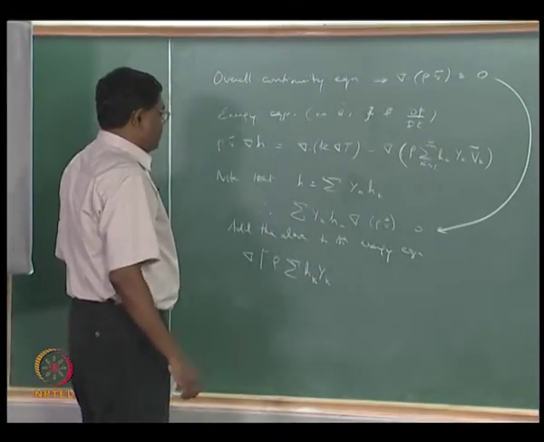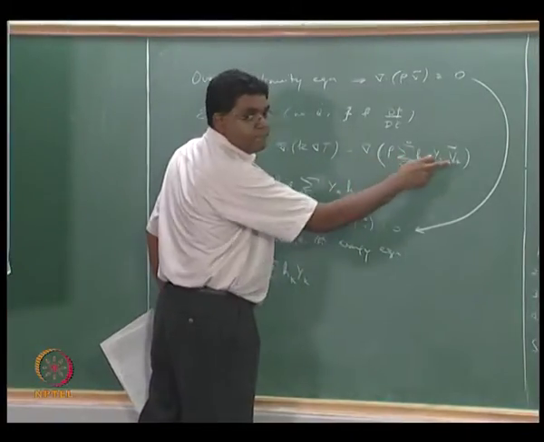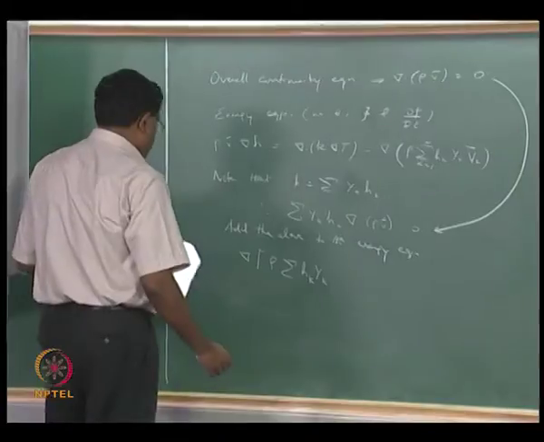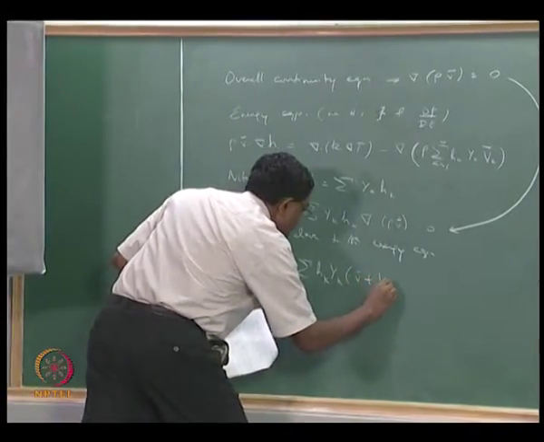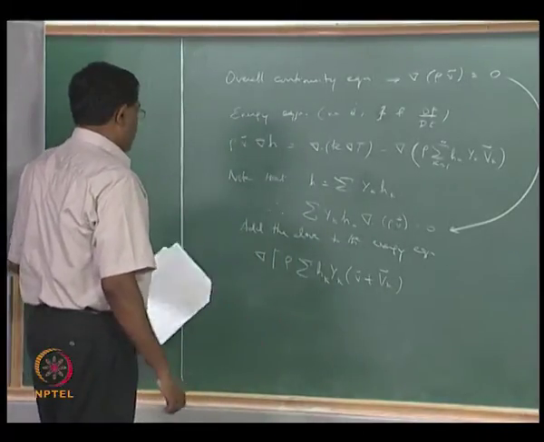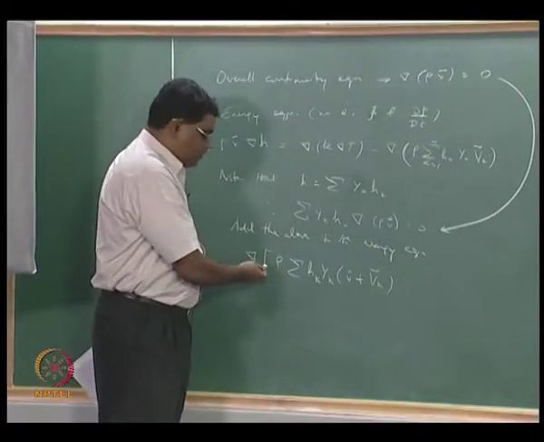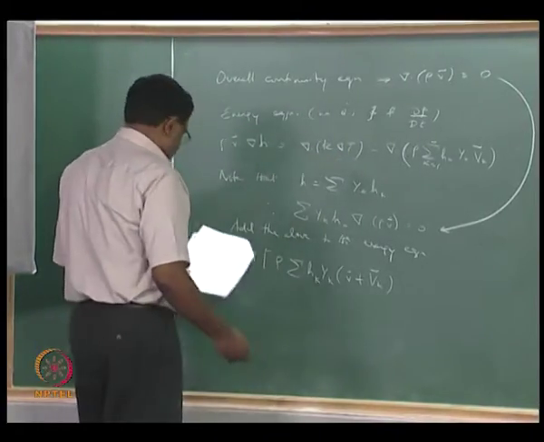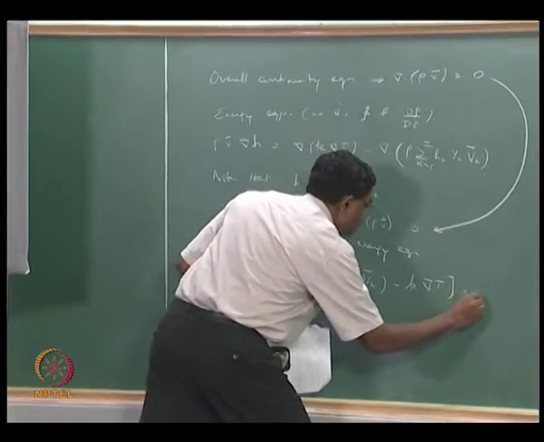Why did I want to do that? Because I have a divergence of rho times this, right. I should now be able to combine these two, v plus capital Vk, and I also note that this is like a divergence term. And so if I now have a divergence that is outside, I should now be able to write this also inside, k gradient T equal to 0.